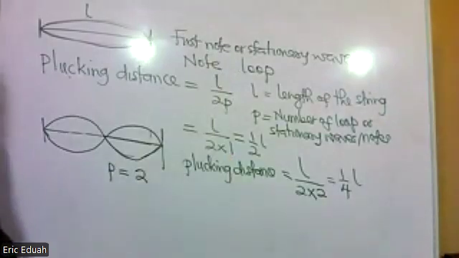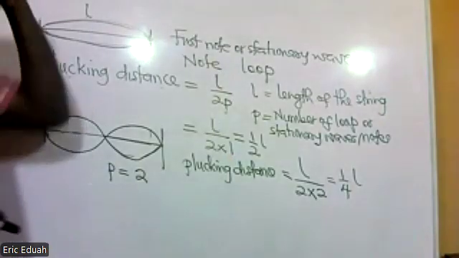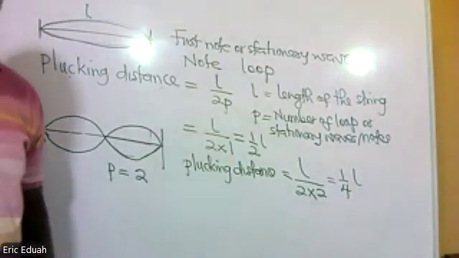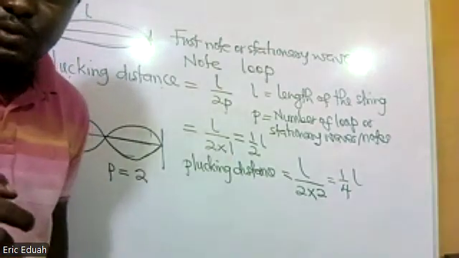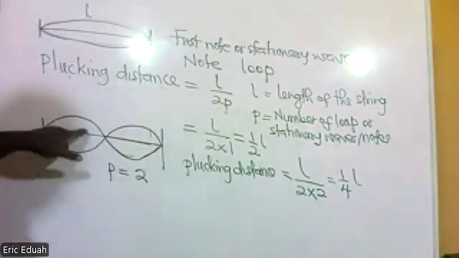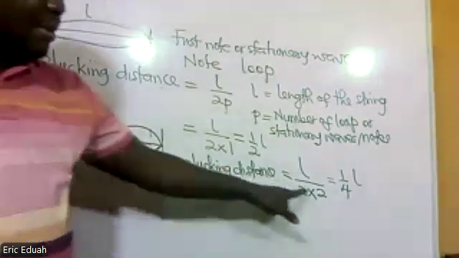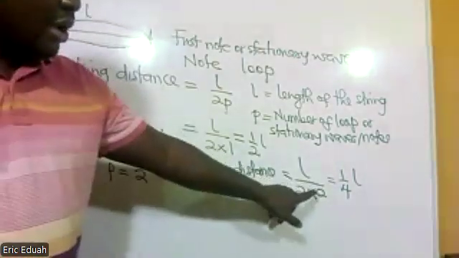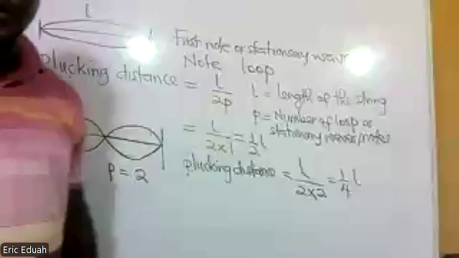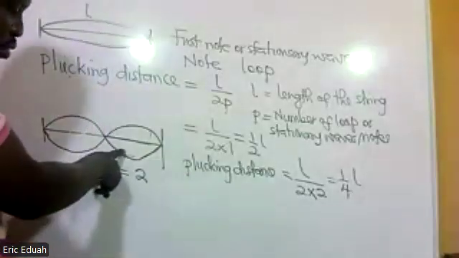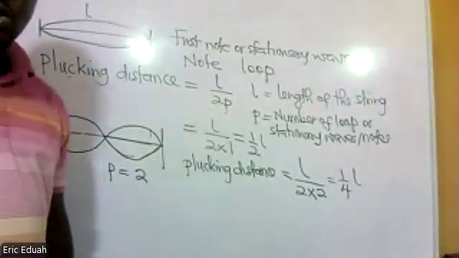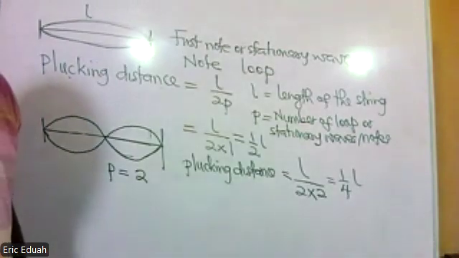the whole length. So if the length of the string is 1 meter or 100 centimeters, it means that to have this number of loops, you must plug a quarter of 100, which is 25 centimeters, and you have this number of loops or stationary waves being formed.